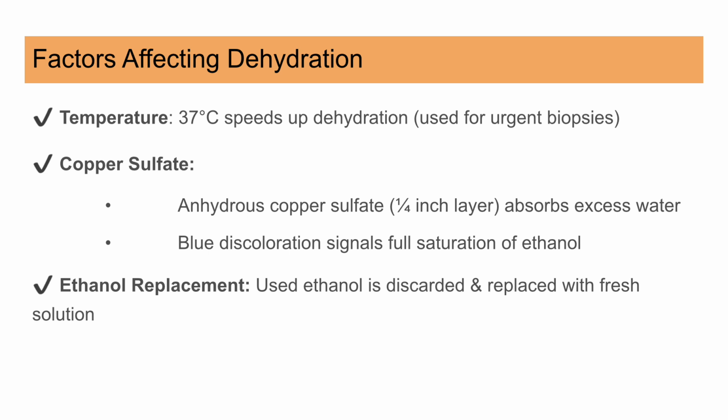Factors affecting dehydration. A temperature of 37 degrees Celsius helps to speed up the dehydration process, especially for urgent biopsies. Copper sulfate is added as a drying agent. A 1/4 inch layer of anhydrous copper sulfate is placed at the bottom to absorb extra water. When the crystals turn blue, it means that they are fully saturated with water. Ethanol replacement is essential. Once saturated, the used ethanol is discarded and replaced with a fresh solution to ensure the complete dehydration process.